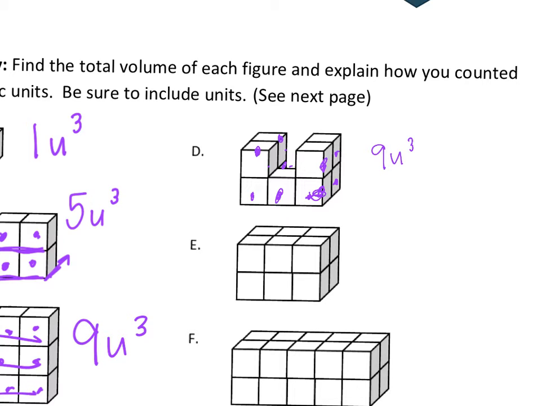And then here I can see that there is, let's see, 1, 2, 3, 4, 5, 6, okay? And then I know that there's going to be another layer of that underneath. So there's going to be 7, 8, 9, 10, 11, 12, because I'm counting the ones on the other side that I can't see. All right, so this is going to be 12 cubic units.